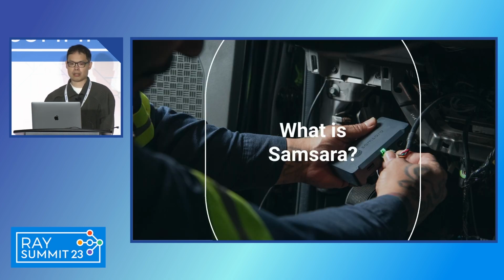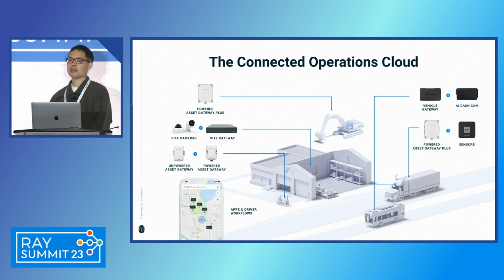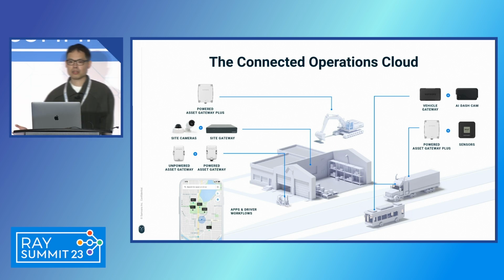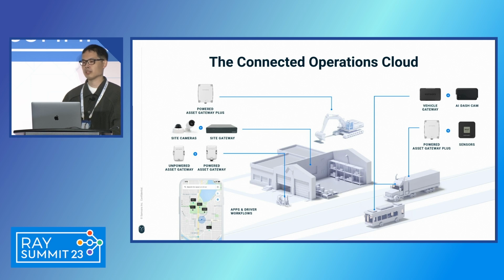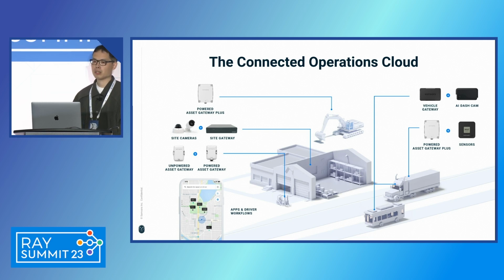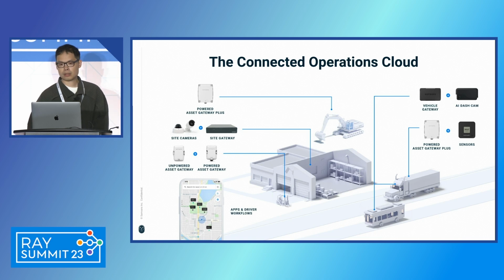All right, let's talk about the company. What is Samsara? Samsara is the pioneer of the connected operations cloud. We are digitizing the world of physical operations, everything from energy, utilities, and food delivery to transportation and warehousing. Our platform makes it easy for our customers to act on IoT data from locations like warehouses, trucks, and heavy equipment, which ultimately helps them run safer, more efficient, and more sustainable operations.